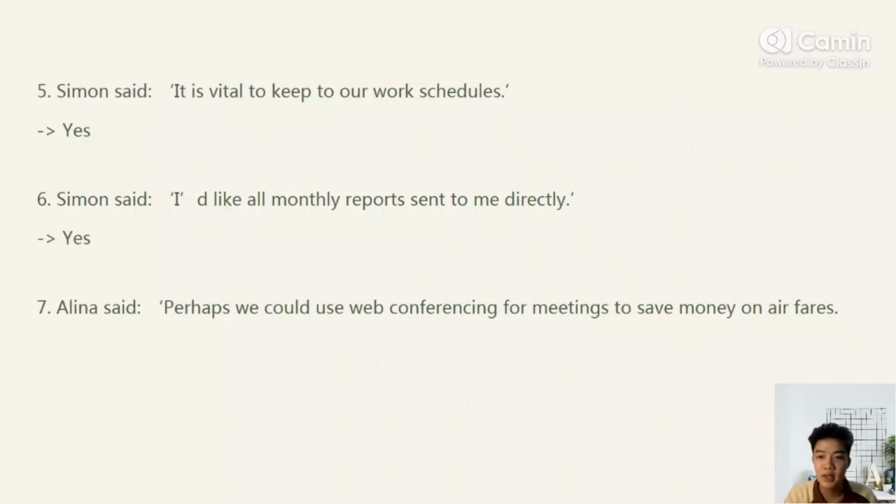Number six, yes. Simon requests that all monthly reports be sent directly to him. "I would like" expresses his agreement and desire to receive information directly. Number seven, yes. Elena suggests using web conferencing to save on airfare costs. "Perhaps we could" expresses her agreement and proposes an effective solution.